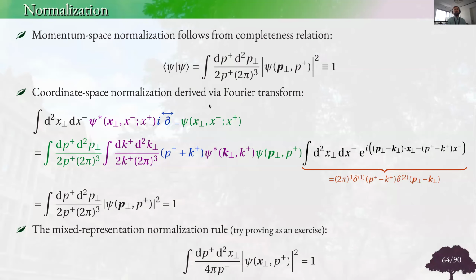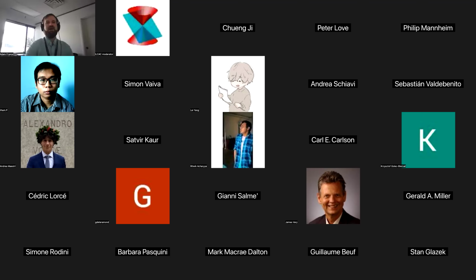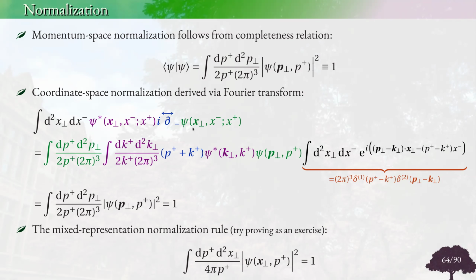And if you're mindful about your normalization, then you end up in the mixed representation. This will be important later, that the normalization of a wave function in transverse position and longitudinal momentum at the same time has a 1 over 4 pi p plus in the integration element.